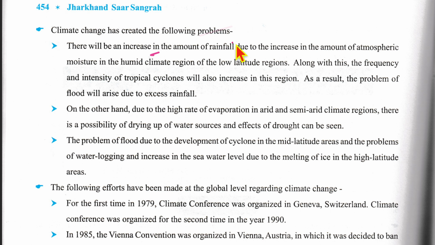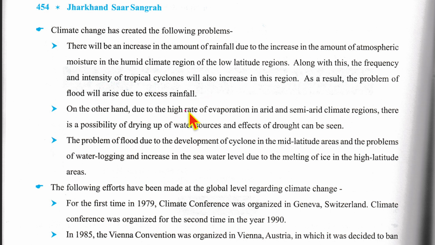There will be an increase in the amount of rainfall, due to which the amount of atmospheric moisture will increase in the humid climate of the low latitude regions. Along with this, the frequency and intensity of tropical cyclones will also increase in the region. As a result, the problem of flood will also arise due to excess rainfall.